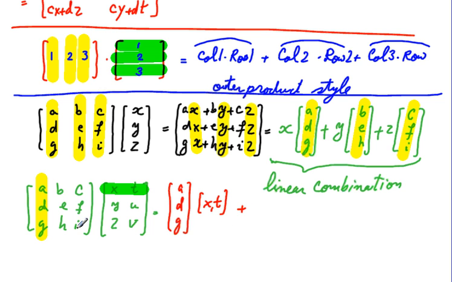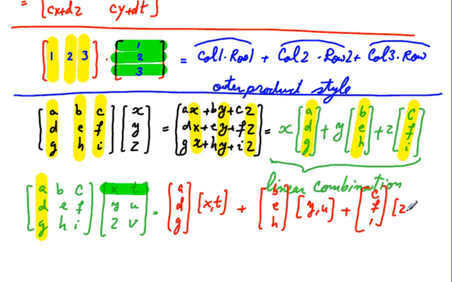Then we said you take the second, B, E, H, multiply with the second row here, so that's going to be Y, U, and then the third and the third. So C, F, I, Z, V. So this is again a table by itself, 3 by 2. You have to multiply all of these guys with all of those guys. So you'll have 3 tables, each of them having 6 entries in it, and then you have to add them all up.